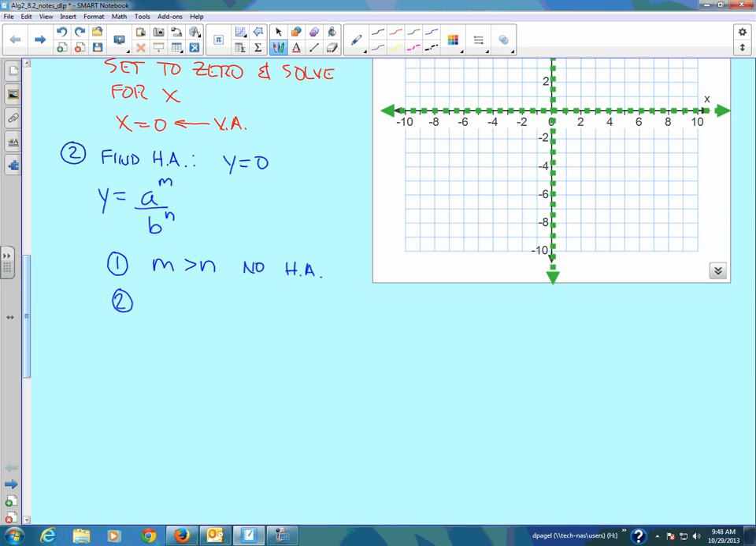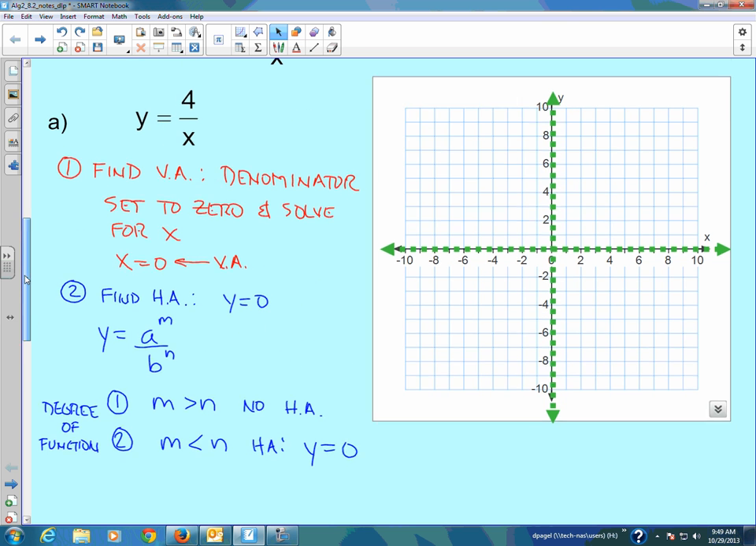Then we can have a second case where the power on the top is less than the power on the bottom. And when we mention power, we're talking about the degree of the function. So the degree on the top is smaller. In that case, we get a horizontal asymptote of y equals 0. And that was kind of what was going on here with our generic 4 over x.